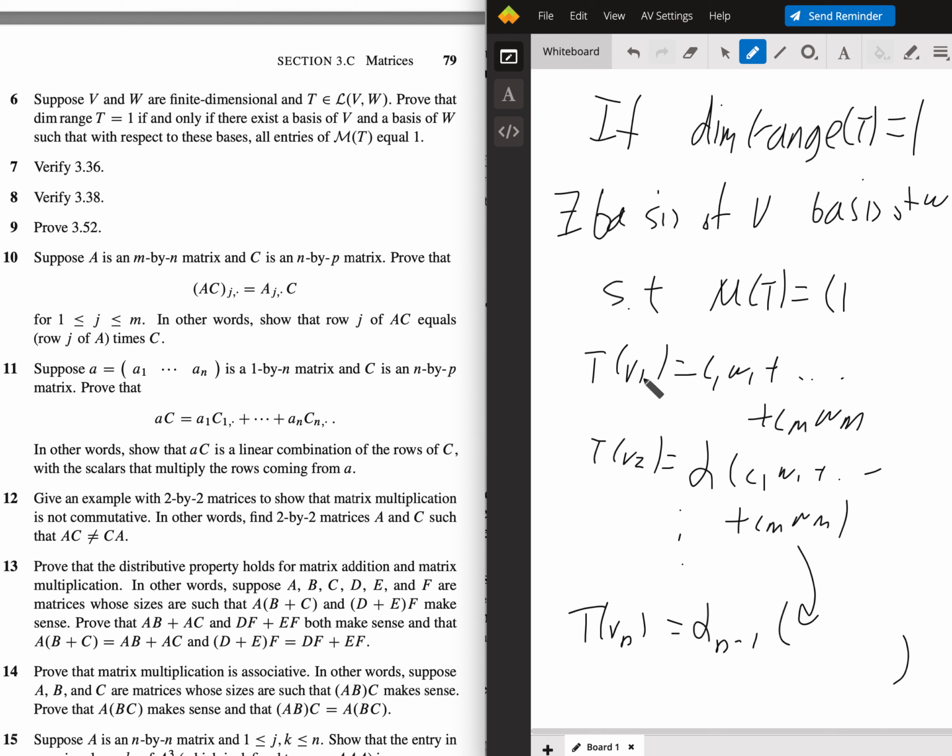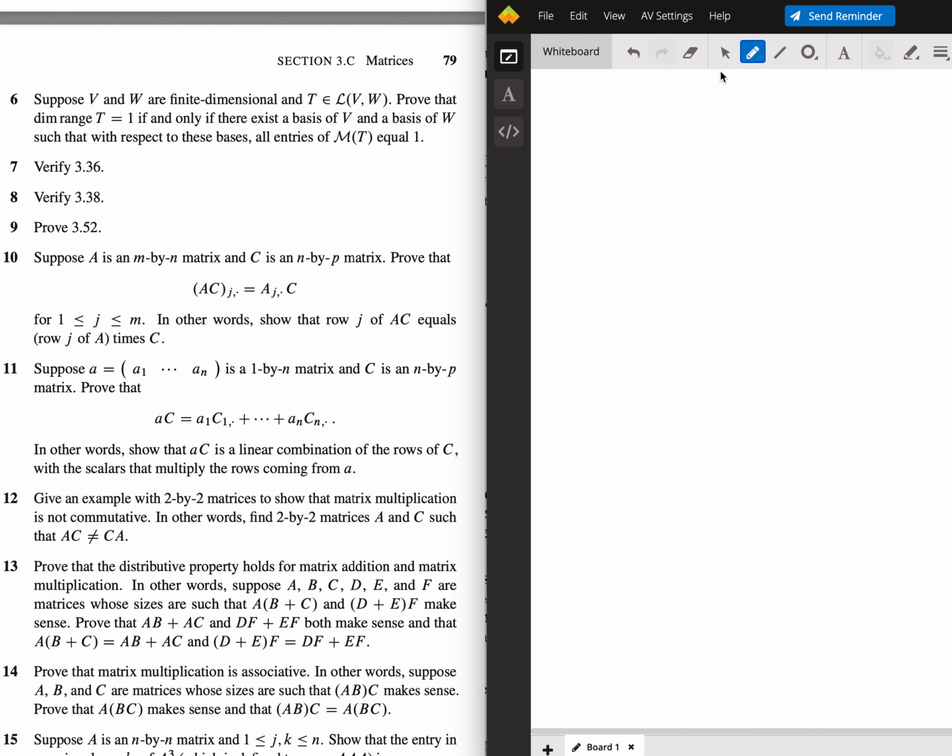What you're then able to say here is that, in a strange way, this makes things a lot easier. So first, you don't want these to be c1 through cm. You want these all ideally to be 1. So let's make that happen, right? We'll establish a new basis. So let's say Tb1 is equal to c1w1 plus through cmwm.